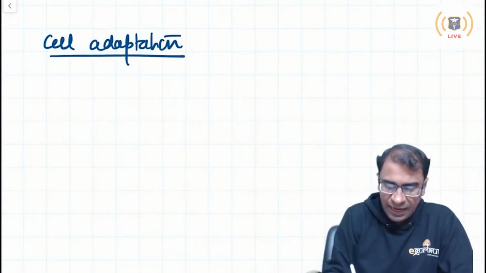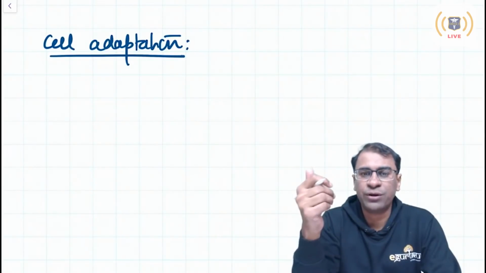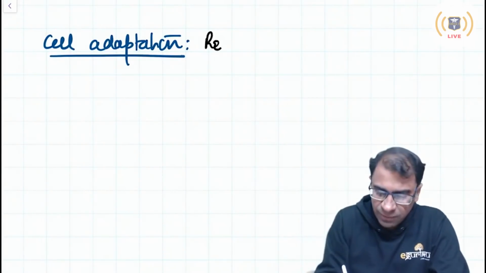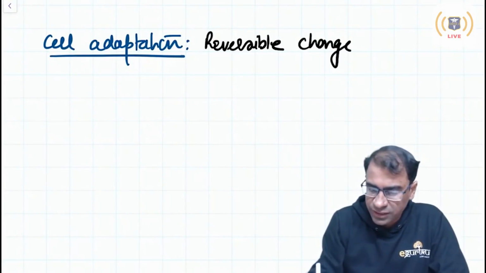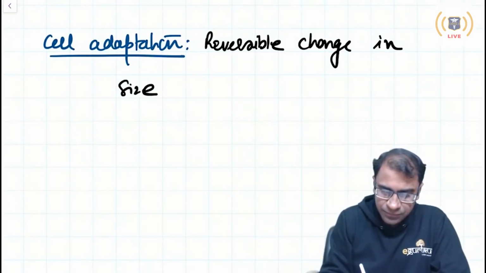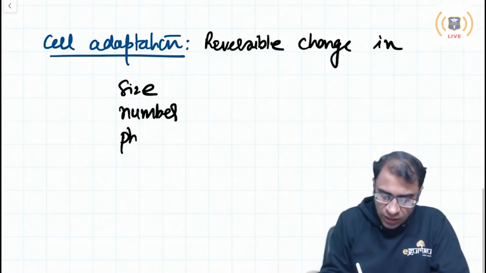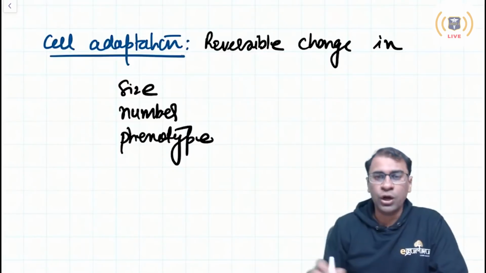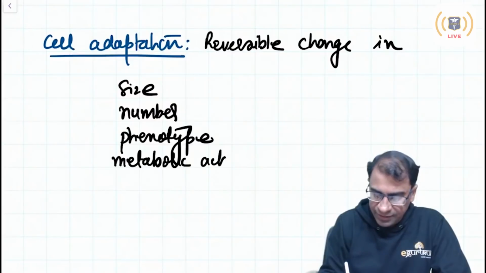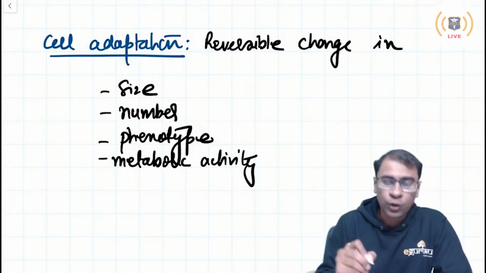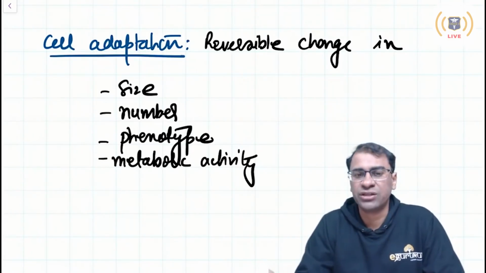So what do I mean by cell adaptation? As I told you, it's a new state of a cell because of the stress that has happened to the cell. Okay, so adaptation, remember, they are reversible forms. Adaptation, they are reversible changes in either the size, or the number, or the phenotype. That means how do they look like, phenotype, or the metabolic activity. So any of this change which is due to the new state of a cell is called cell adaptation.